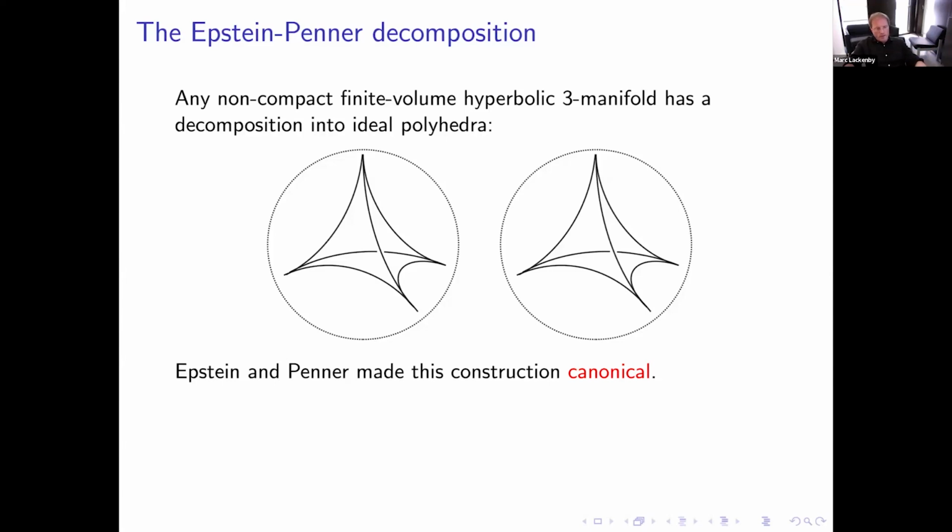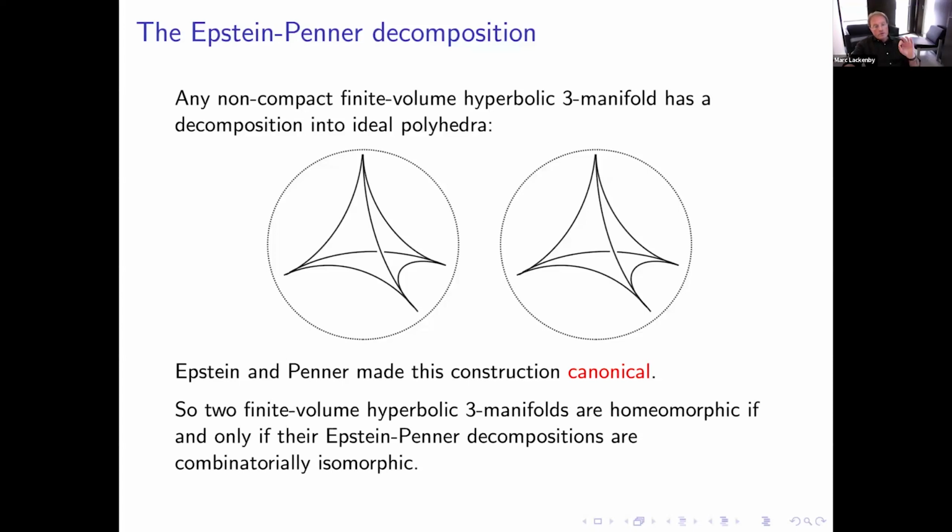This is the real strength of Epstein and Penner's construction. In other words, if two people were given the same hyperbolic manifold, they could make sure that they had the same decomposition into ideal polyhedra. So the consequence of this is that two finite volume hyperbolic 3-manifolds are homeomorphic if and only if their Epstein-Penner decompositions are combinatorially isomorphic. So I can solve the equivalence problem for hyperbolic manifolds by computing the Epstein-Penner decomposition. It's just polyhedral decomposition, and asking, do they have the same polyhedral decompositions or not?